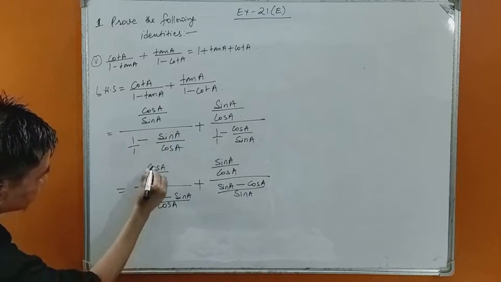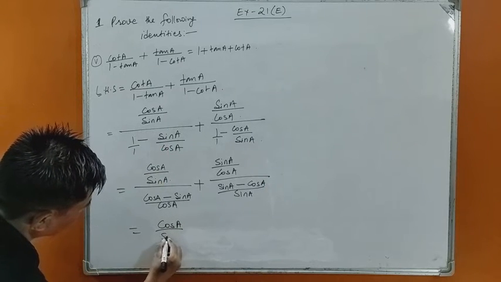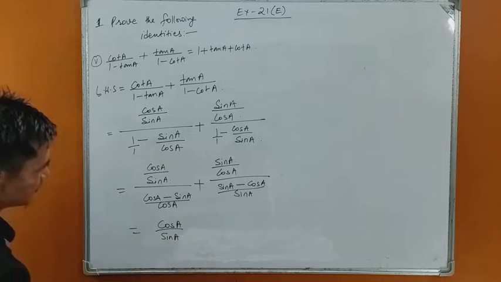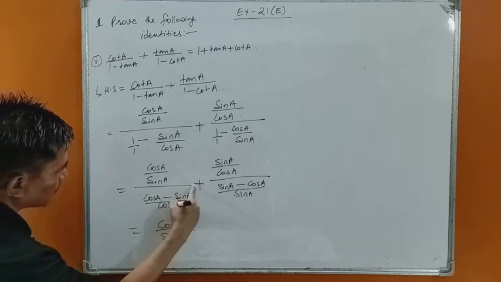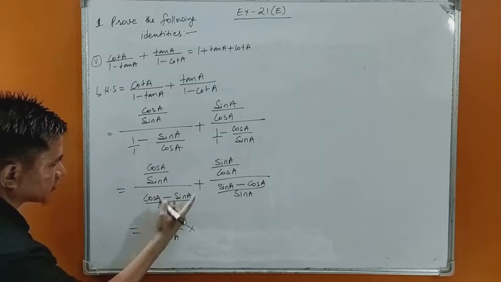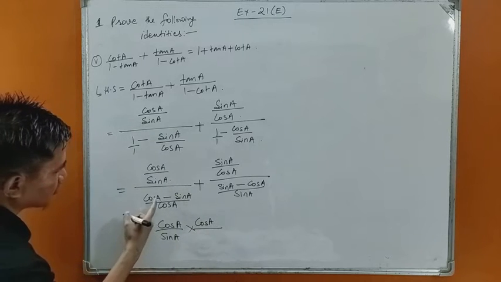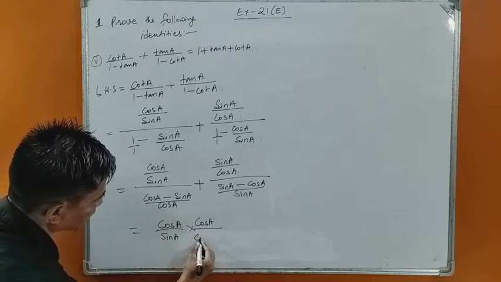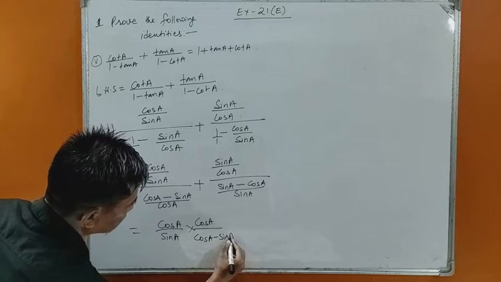Now we have cos A upon sin A. If I change this whole upon into sine, the number from the denominator goes to the numerator. Cos A goes to the numerator, and this number cos A minus sin A comes down to the denominator, isn't it?